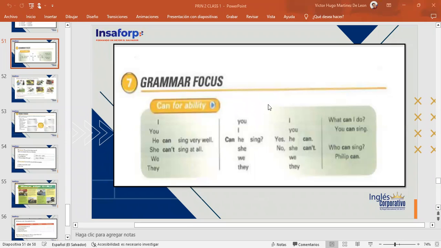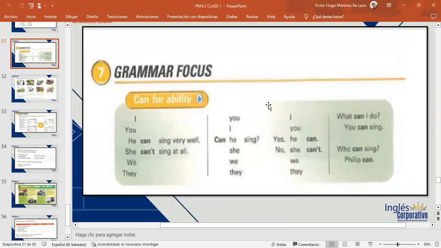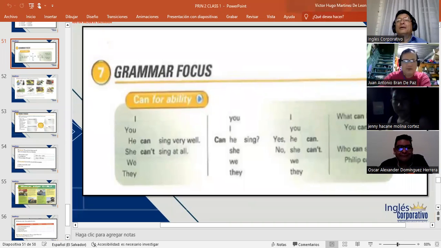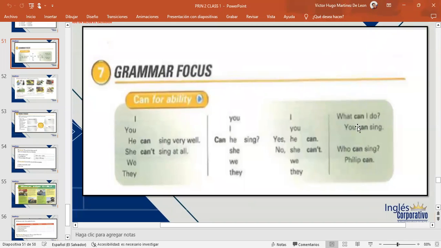No questions with the questions? No question. Okay, that is very easy for you, right? English is very easy for you. Okay, good. Then here we have the information questions with can.